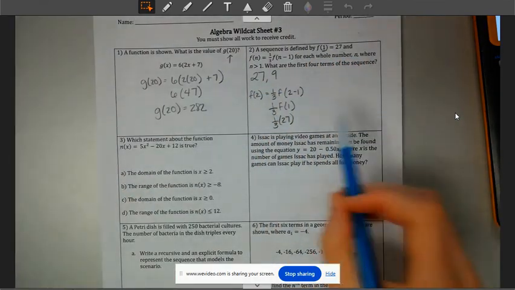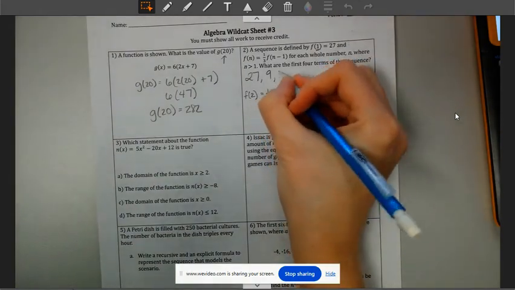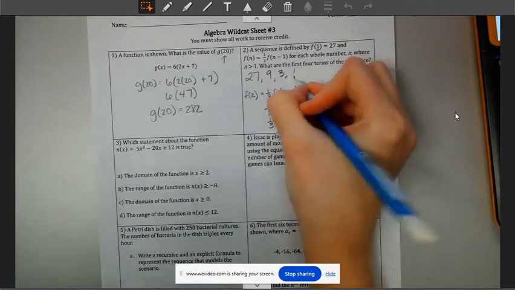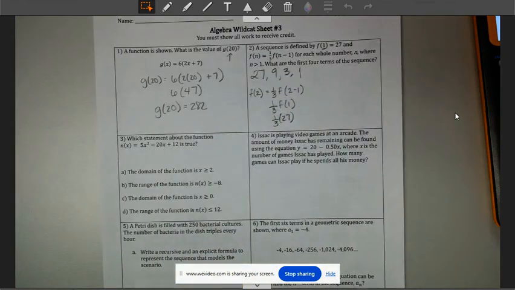Now I can start to see a pattern. This is just the recursive sequence. So I'm going to do 9 times 1/3, which is 3. 3 times 1/3 is 1. And that is the first 4 terms of the sequence. The question was not asking you to do a lot. It was just worded a little bit difficultly.